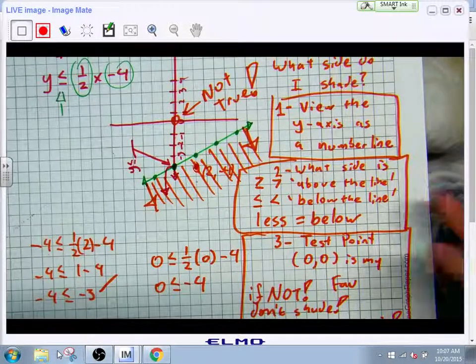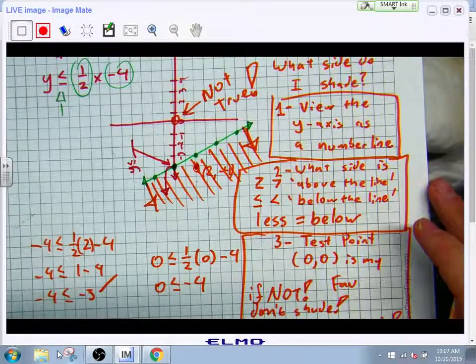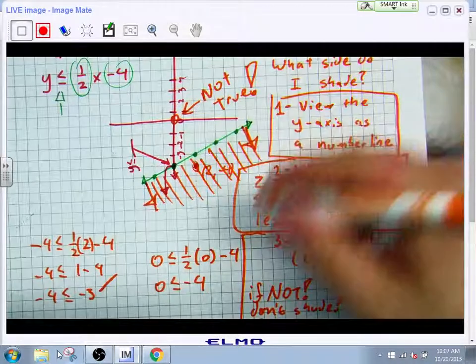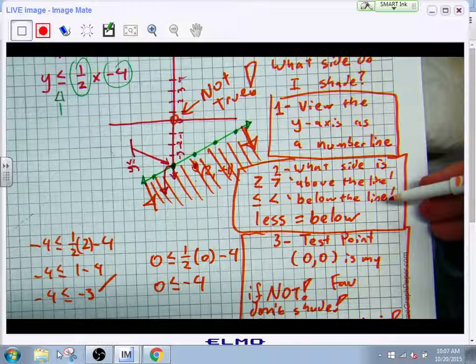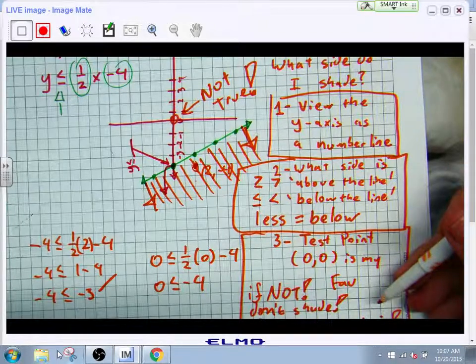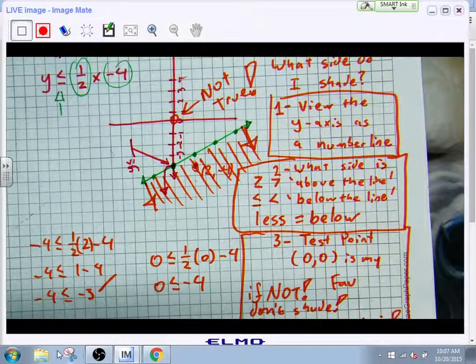How many of you guys naturally do number 1? Like you view it as an underline. Is that a couple of us? How many of you guys do number 2? You view above and below. How many of you guys need to use the test point? 3. Okay, cool. Different ways of doing it.